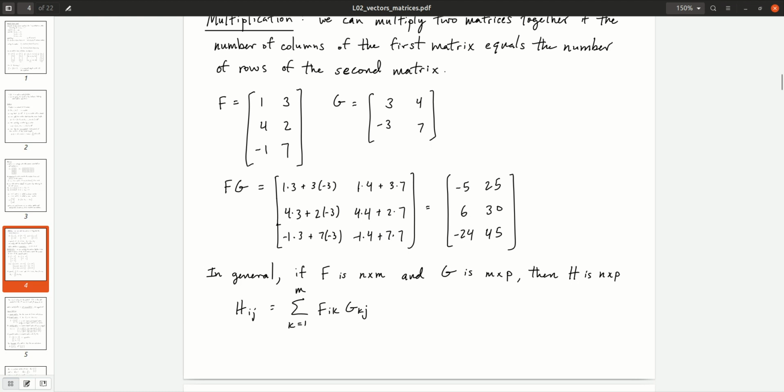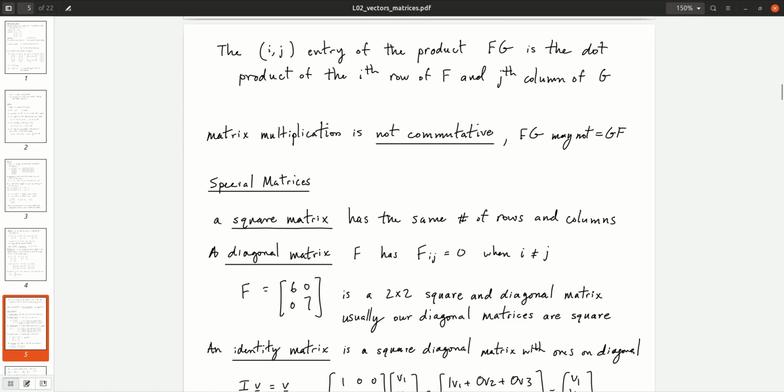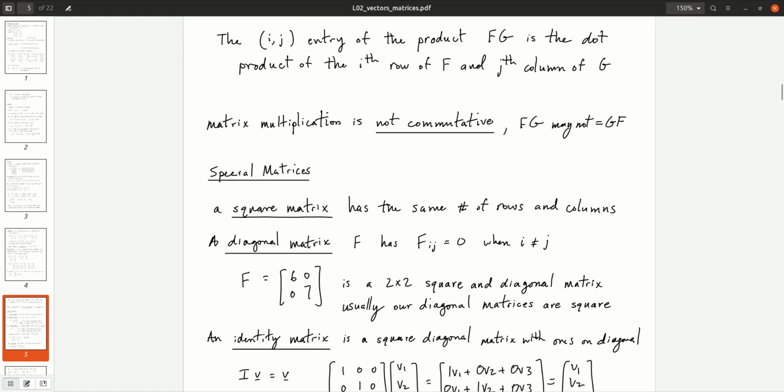So to get the element in the ith row, jth column, we take the elements in the ith row of F and the elements in the jth column of G, and we do the dot product of those. So we're summing over the columns of F and the rows of G and adding them up. This means that the ij entry of the product FG is a dot product of the ith row of F and the jth column of G.